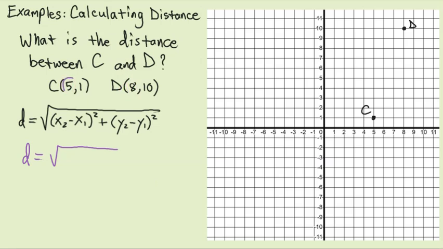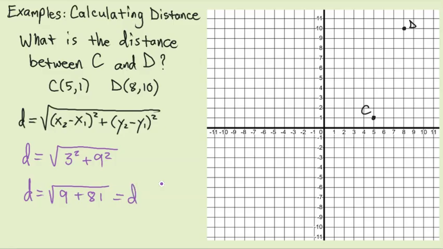So 8 minus 5 is 3. So really we're just going to do 3 squared plus, then the difference between 10 and 1, well, 10 minus 1, that's 9. So we're going to do 9 squared. It really is that easy. And then the distance is going to be equal to the square root of, well, 3 squared is 9, plus 9 squared is 81, okay?